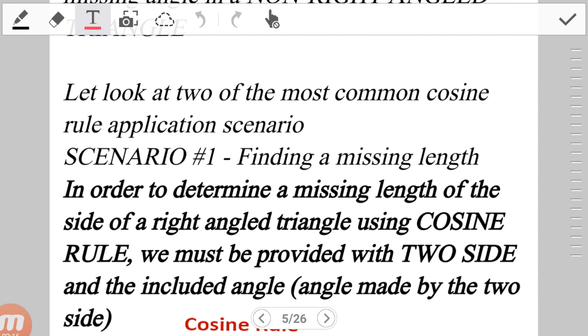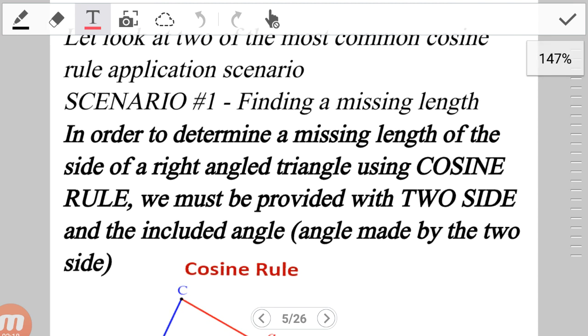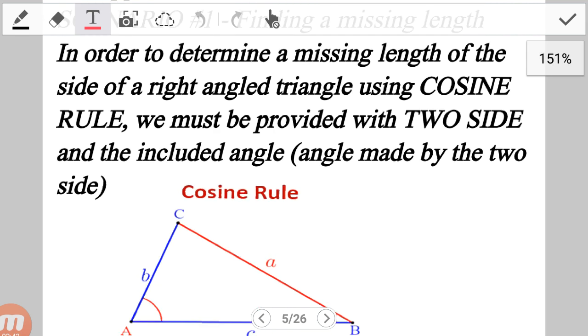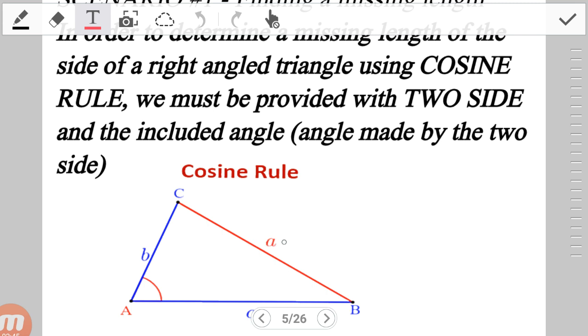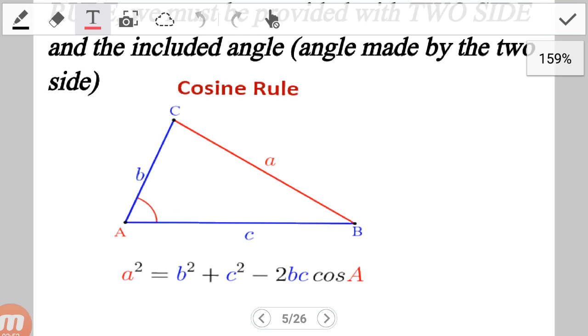Now, here is scenario number one. Let's say, for example, we are finding the length of a side. Then usually the situation that's presented is that for you to determine a missing length on a non-right angle triangle using the cosine rule, if we are looking for a side, then we must be provided with two of its sides, which are marked by B and C, and we must be provided with the angle that is between the two sides.